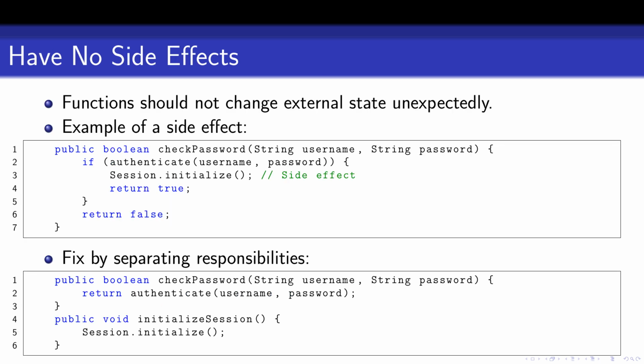Side effects can be sneaky, and this slide exposes them. The poor example checks a password, but surreptitiously initializes a session. Quite the surprise. This misleads anyone reading the function's name. The solution is to split the responsibilities. One function checks the password, while another handles the session. No hidden twists, just straightforward honesty in your code's narrative.